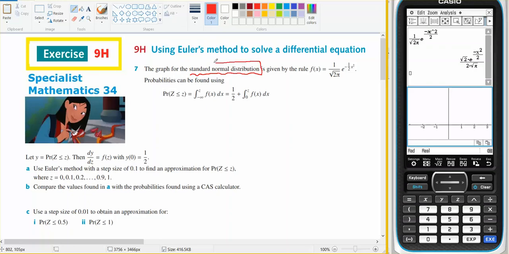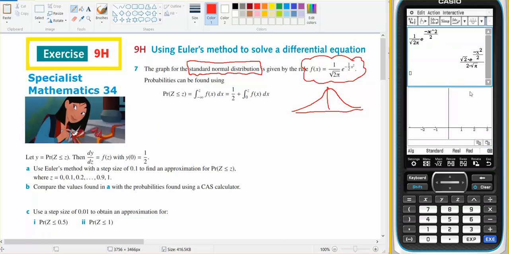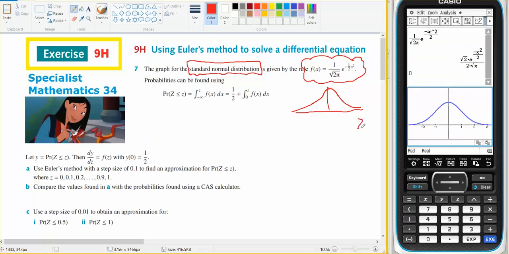But the standard normal distribution is the bell-shaped curve that we have heard about. Normally, populations and distributions follow a bell-shaped curve. This is the rule, which is the normal distribution. And I've got it over here for you. So I've typed it into my ClassPad and I drag and drop, and you'll see that it fits the bell-shaped curve. And what this is saying is that Z is the variable's name for the distribution, and we're saying that Z is less than or equal to small z.